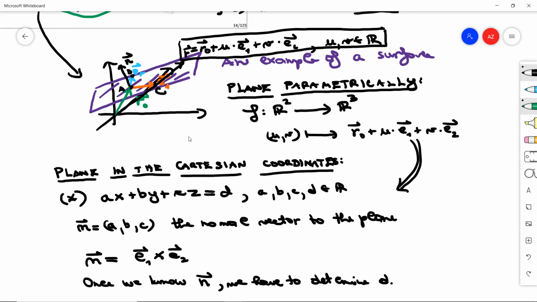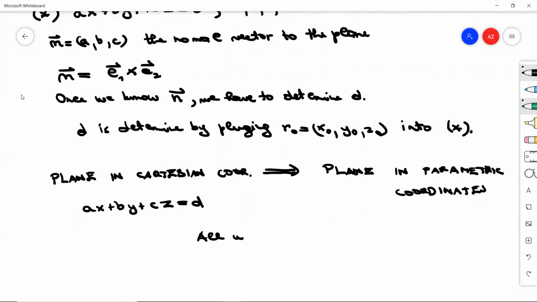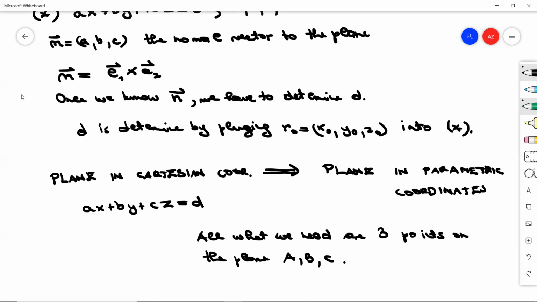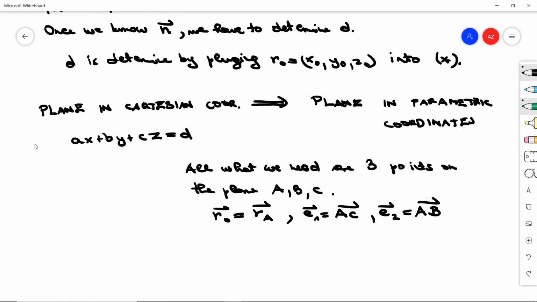So the question is to find 3 points in the plane, and from 3 points in the plane we are able to compute all 3 vectors. So all that we need are 3 points on the plane, A, B, C, and then we can choose R0 to be just the position vector of A, and then E1 is the vector from A to C, and E2 is the vector from A to B. So the only thing which we need to do is find 3 points on the plane.